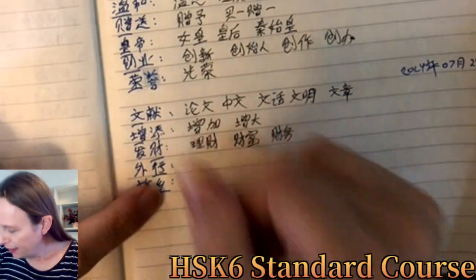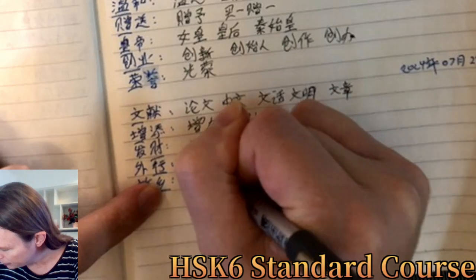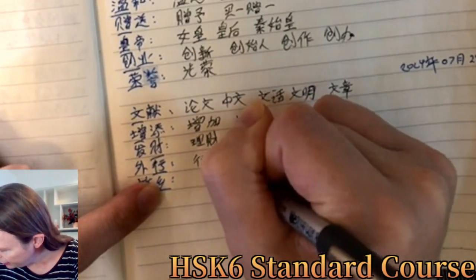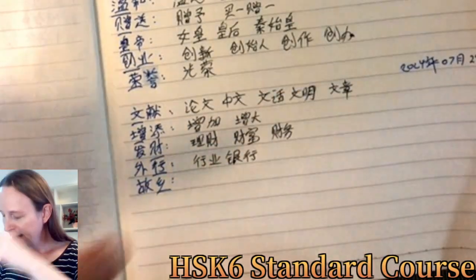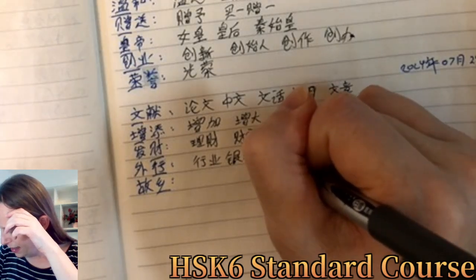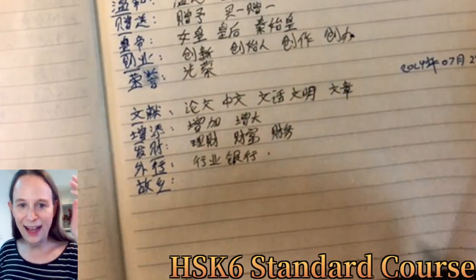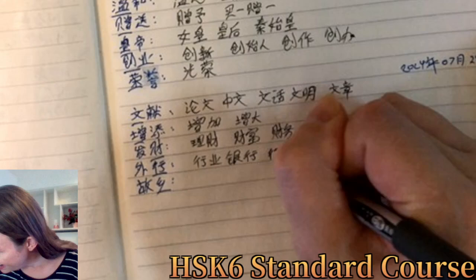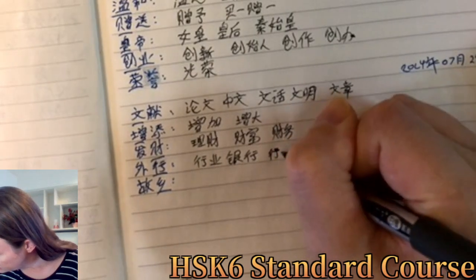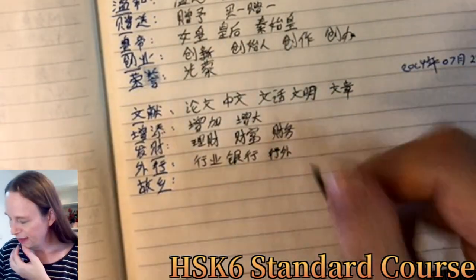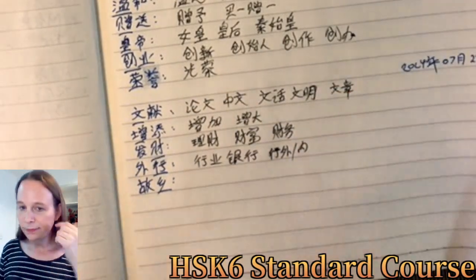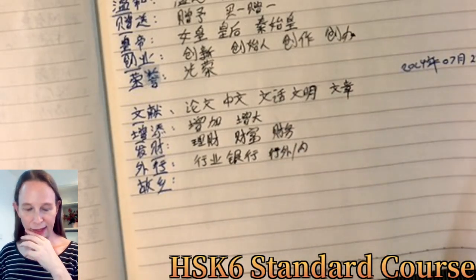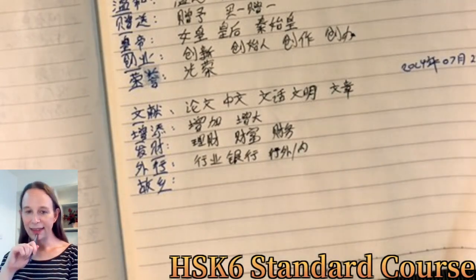行，行业，银行，内行. It's 行外 as well as 外行, I think there's both, right? And 内行. What other 行s are there?